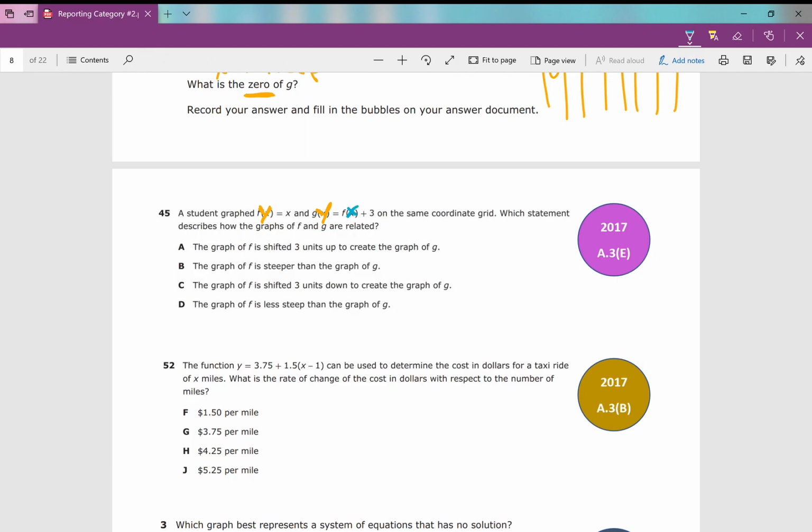So I can graph these two in my calculator. y1 equals x, y2 is going to equal x plus 3. And what happens? A, the graph of f is shifted 3 units up to create the graph of g. So this is just function notation and how we look at transformations. It's really a simple question, but a lot of students really struggle with what the question is asking them to find and just interpreting the wording of it and the notations. That's what's difficult with this problem.